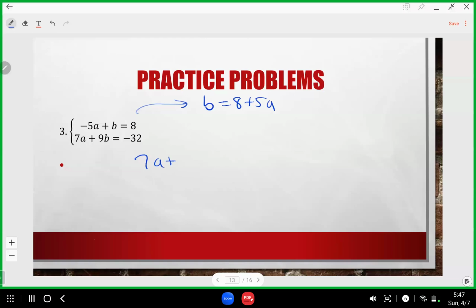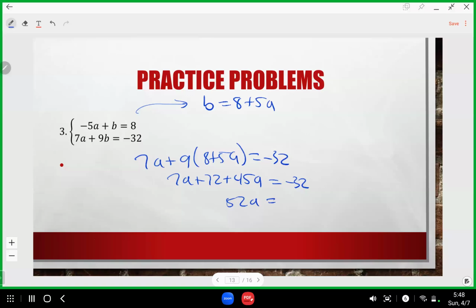7a plus 9 times 8 plus 5a is equal to negative 32. We have 7a plus 72 plus 45a is equal to negative 32. And then we have 52a is equal to negative 104. So we have a is equal to negative 2. So whoever got a is equal to negative 2, you're correct. Now on to b, we need to substitute a is equal to negative 2 in, so negative 5 times negative 2 plus b is equal to 8. b is also going to be equal to negative 2.